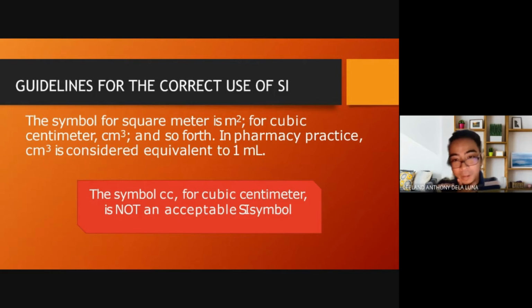Now, the symbol for square meters is meter squared. So for cubic centimeter, it's centimeter cube or cm cube, and so forth. So in pharmacy practice class, ang centimeter cube na yan, kadalasan we consider it equivalent to 1 ml. Kaya tingnan nyo sa mga syringe. Nakita na kayo ng syringe. Oftentimes class, you can either see their graduations.